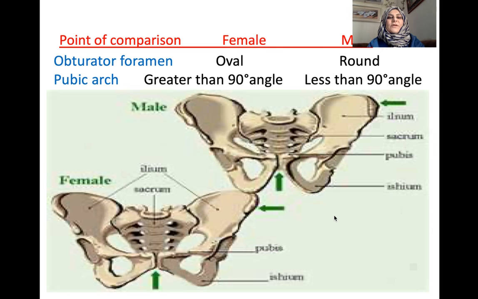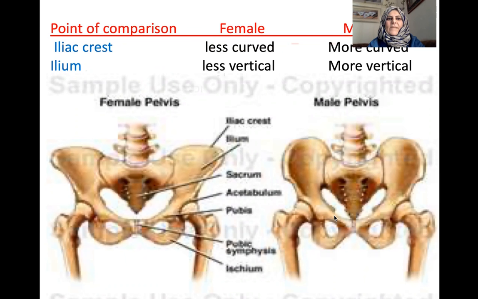The obturator foramen in the female is oval while in the male it is round. The pubic arch, which we mentioned, the pubic angle, is greater than 90 degrees in the female while it is less than 90 degrees in the male. Also the iliac crests: in the female pelvis they are less curved, in the male more curved. The ilium in the female is less vertical because it is widely spread, while in the male it is more vertical.